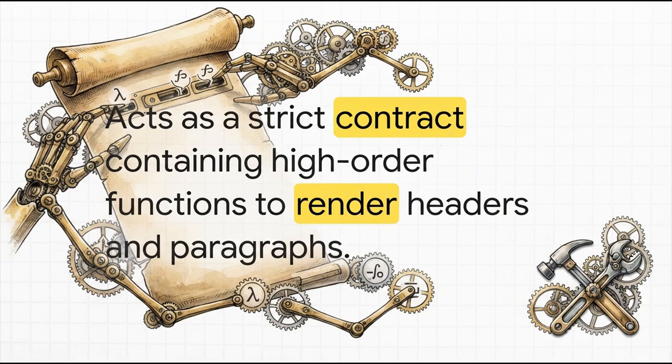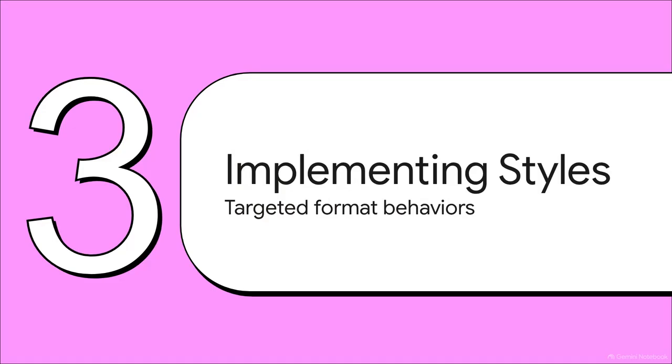So, step 1 is creating that exact record. We define a simple interface called render style. This is our strict contract. It contains higher-order functions specifically for our document blocks, one called render header and another called render paragraph. Now, any format we want to support simply has to fulfill this contract. No exceptions.